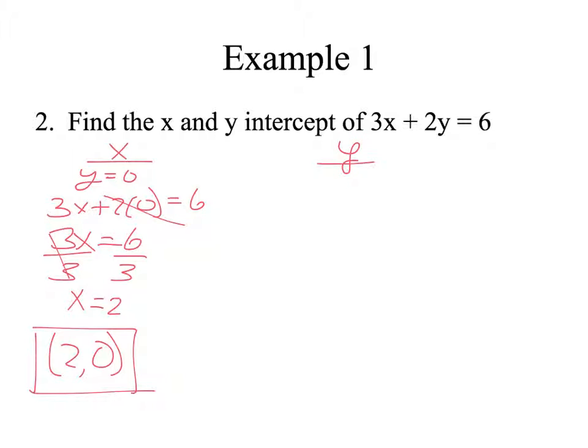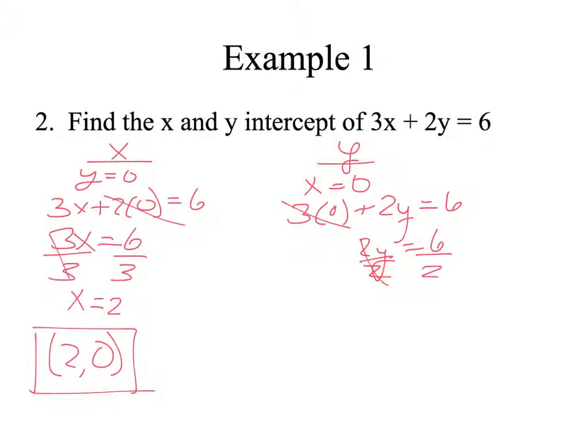For the y-intercept, I'm going to let x equal 0. So 3 times 0 plus 2y needs to equal 6. 3 times 0 goes away, so 2y equals 6. Divide each side by 2. I get y equaling 3. Final answer is an ordered pair, 0, 3.